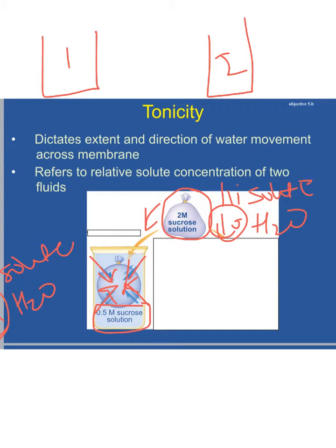Now the terminology that we use here is: the solution that has the high solute we refer to as hypertonic. The solution that has low solute we refer to as hypotonic. So you can think about this: if you have hypothermia, that means that your temperature is very low, so that refers to low solute. If you have a hyperactive child, you've got a child that has very high energy, so that refers to the high solute concentration in that solution.